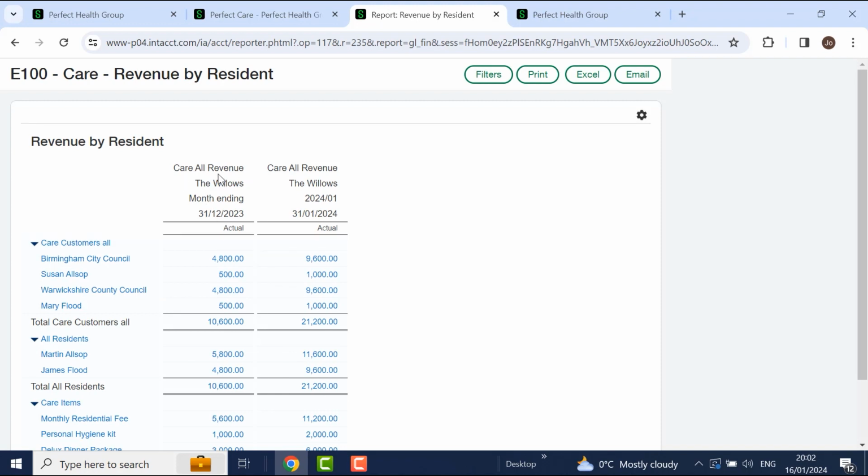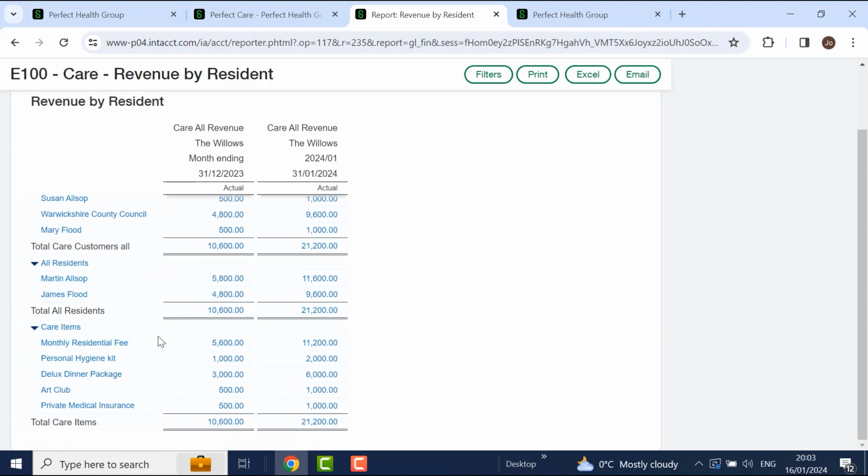So I can see by care home, I can see all of my revenue. This is everything that's been billed, and I can see that a portion of the cost has been billed to the local authority and some of the cost has been picked up by the resident's family. So I can see bills split out by who they were invoiced to. I can also see the total revenue per resident.